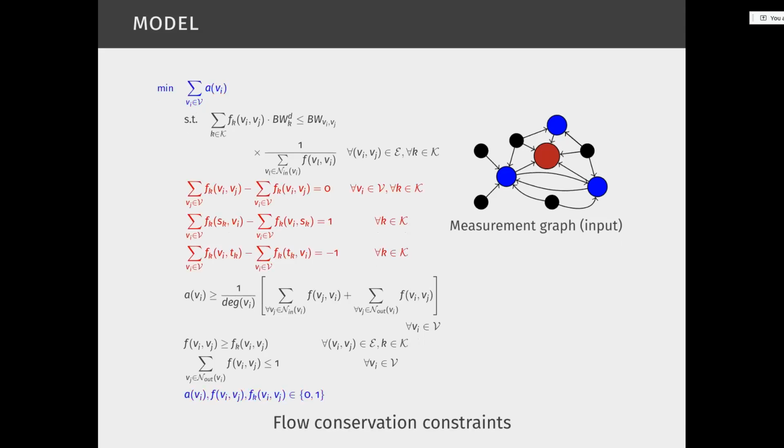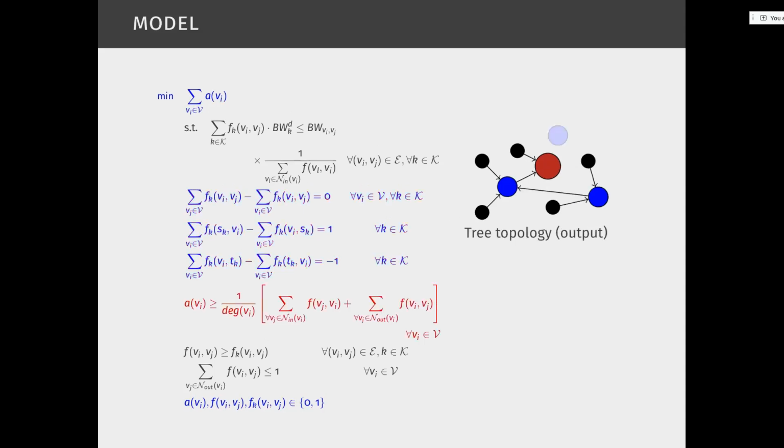Then we have those constraints. I won't go into too many details for those. They are flow conservation constraints. Basically what they tell you is that what enters a node has to be equal to what goes out of a node, except for the node that sends the traffic and for the donor which receives it. Then we have this constraint, same as before. It's an activation constraint to make sure that the node is counted as turned on if it is used.